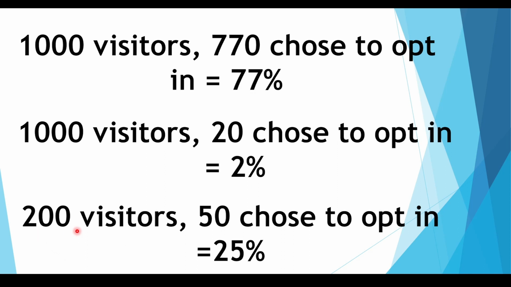Let's have a final example. If you have 200 visitors and 50 of them chose to opt in, your opt-in rate is going to be 25%. 200 people saw your squeeze page, 50 of them decided to sign up with your squeeze page, and that number, the opt-in rate for 50 out of 200, is 25%. So the amount of people who opted in, being the 770, the 20, and the 50, they're called your leads, L-E-A-D-S.